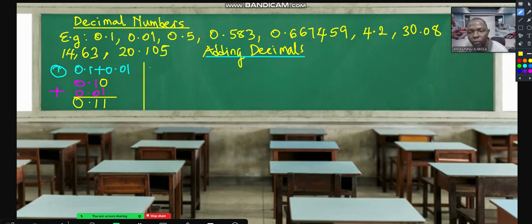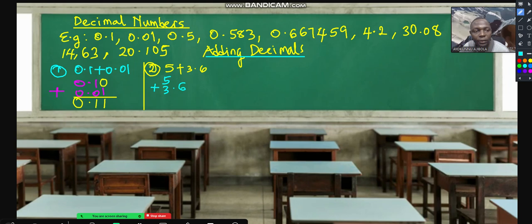Number 2, let's say we want to add a whole number with a decimal number, like 5 plus 3.6. So what we have to do is to write out 5 at the top and write out 3.6 at the bottom. Since the 5 doesn't have any point, you can introduce 0.0. Then 0 plus 6, 5 plus 3. Then the answer is 8.6.